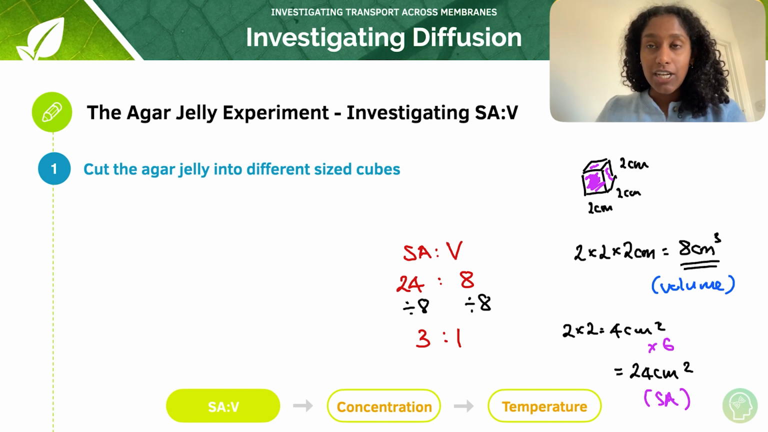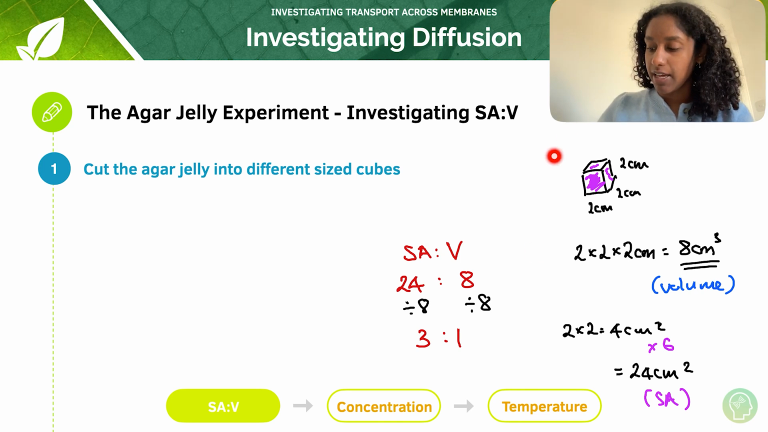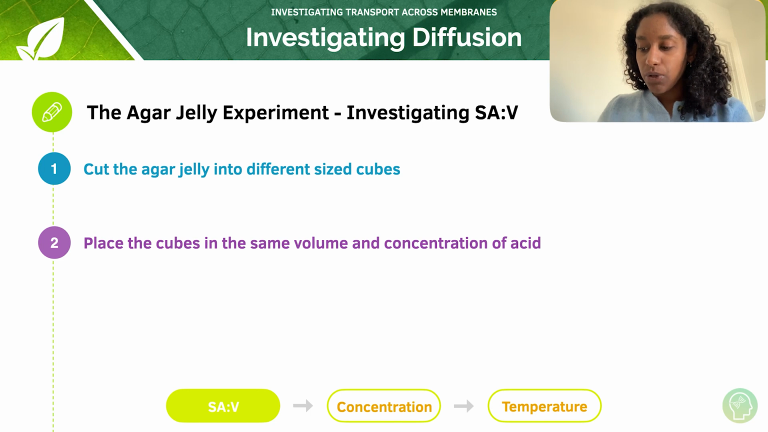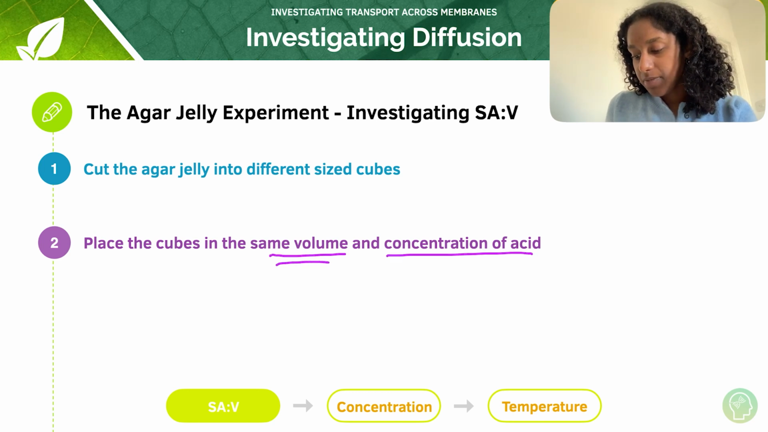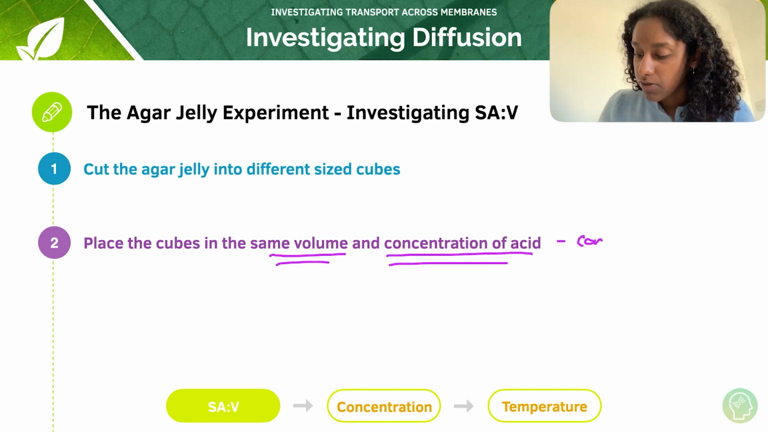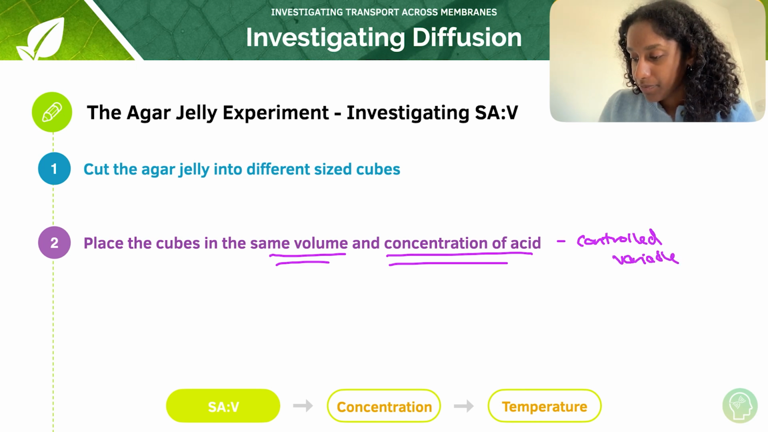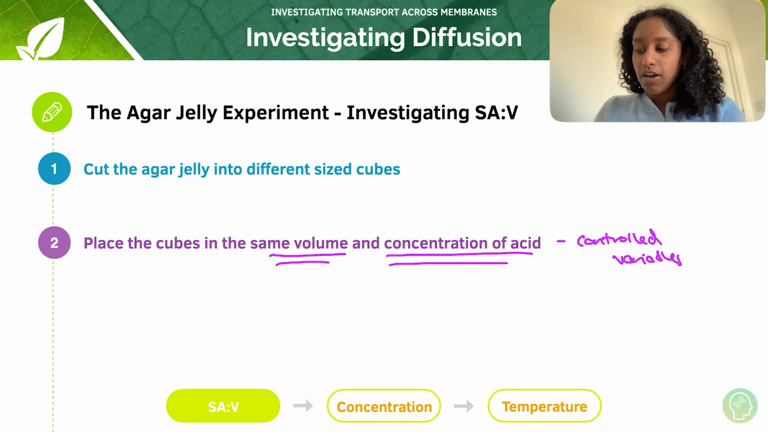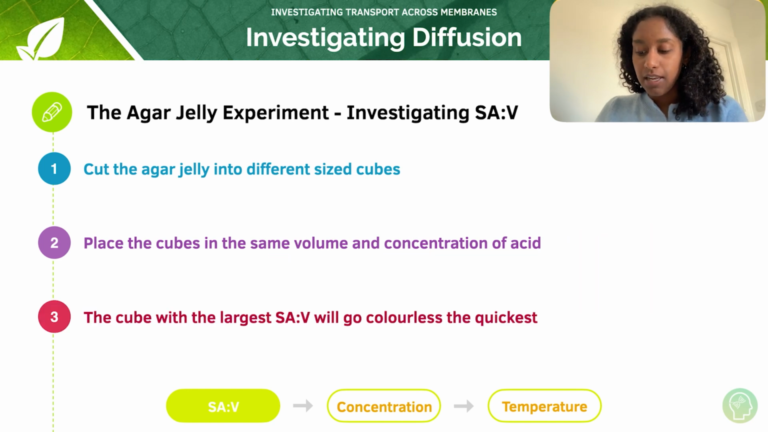So you're going to cut your agar jelly into these different sized cubes. You can work out the surface area to volume ratio just like how we've done here. And then what you're going to do is place the cubes in the same volume and the same concentration of acid, because those are your controlled variables. They're the variables that you keep the same. And then you measure the time it takes for the different cubes to go colourless.